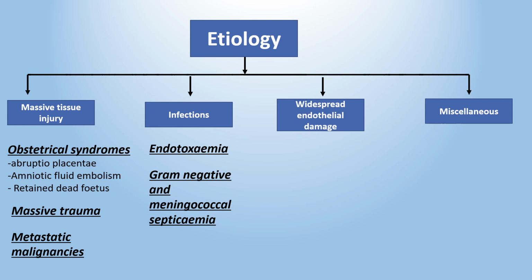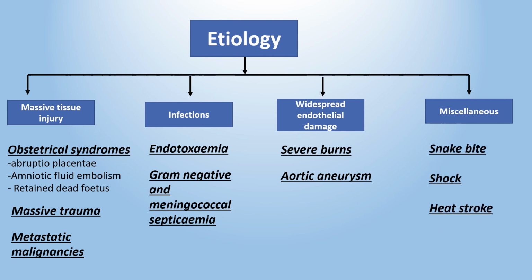Infections include endotoxemia, gram-negative and meningococcal septicemia. Endotoxin is a product of gram-negative bacteria, which is lipopolysaccharide, and emia means presence in blood. So endotoxemia means presence of endotoxins or lipopolysaccharide in blood. Widespread endothelial damage can be caused by severe burns or aortic aneurysm. Miscellaneous other causes are snakebite, shock, and heat stroke.